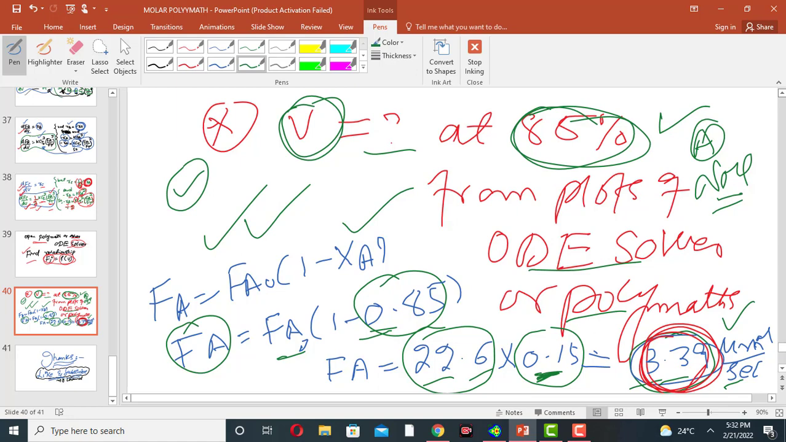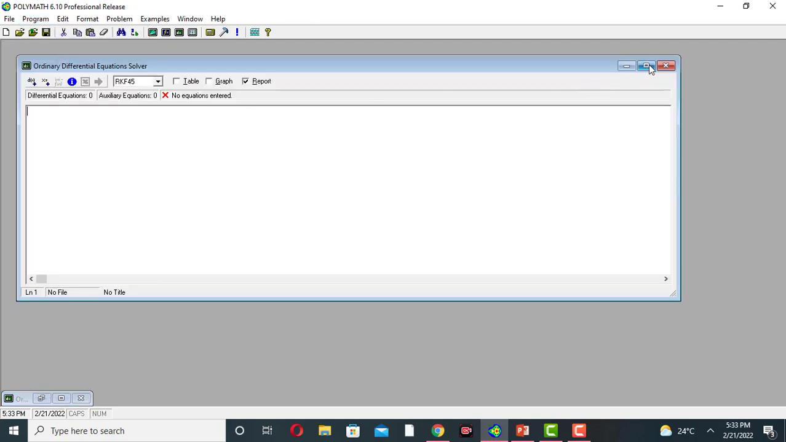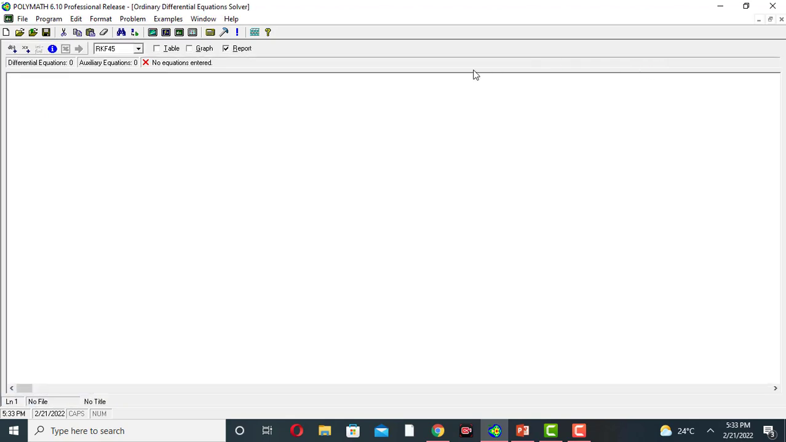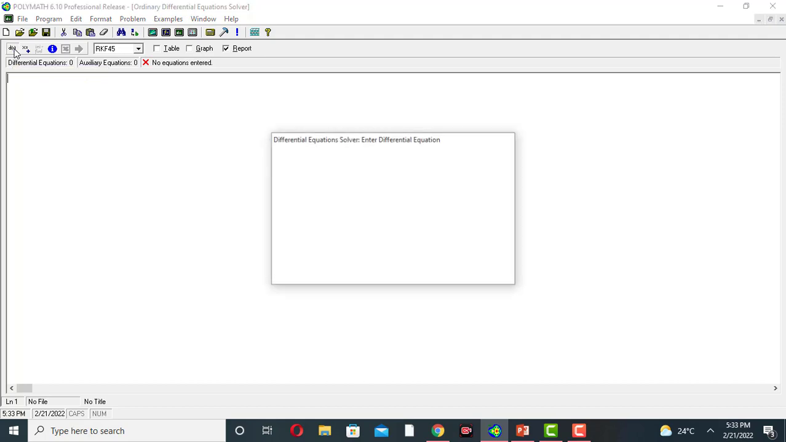In this video we will use Polymath to find the relation between flow rate and volume of the reactor. So first of all, open Polymath. Use the program menu. There is linear equation, non-linear equation, and differential equation. Click on differential equation. This interface will open. Now click on enter a new differential equation.